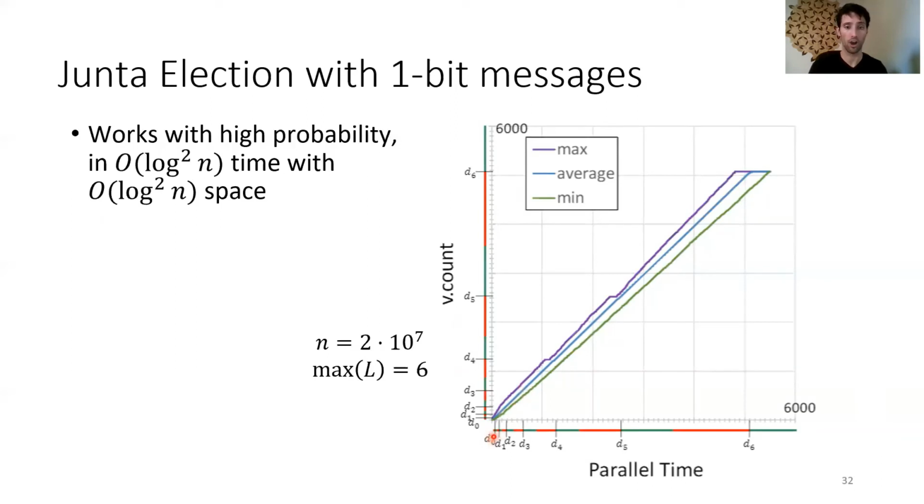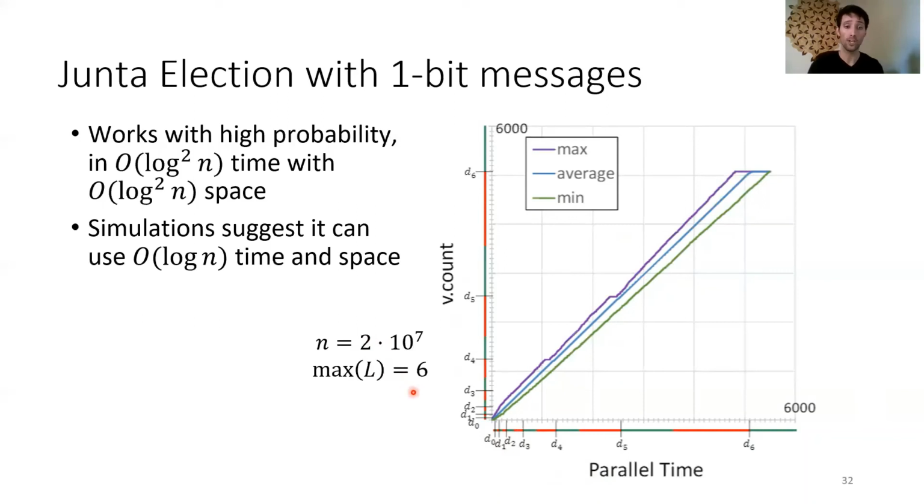And the counters are, as we would hope, proportional to the amount of parallel time that has passed. And then finally, we notice that every counter stops exactly at our mark of door 6. So first the max, then the average, then the min. Thus, all of the agents learned that 6 was the maximum level, as desired. Also, our simulations actually suggest that this protocol should work using only O of log n time and space. So the parameters that we needed for our proofs are probably bigger than is necessary.